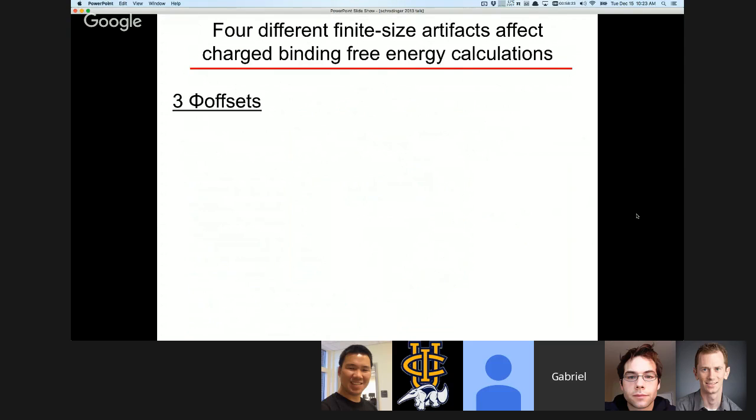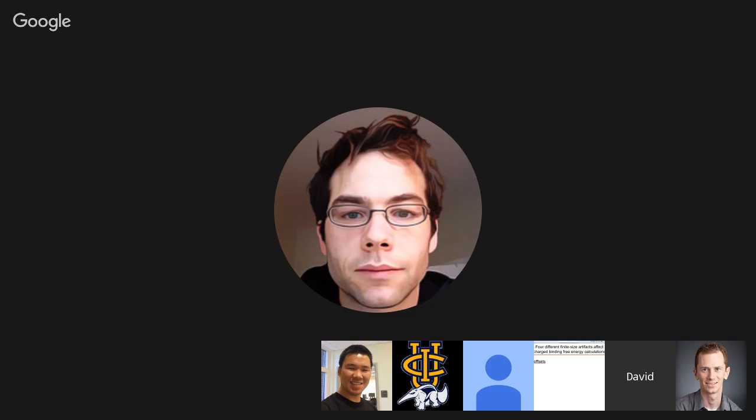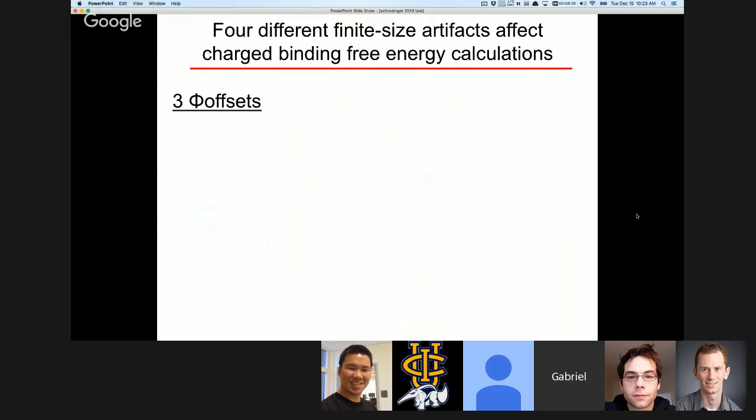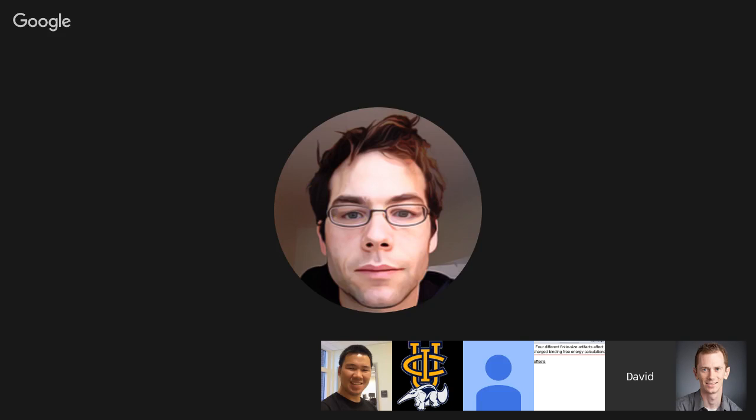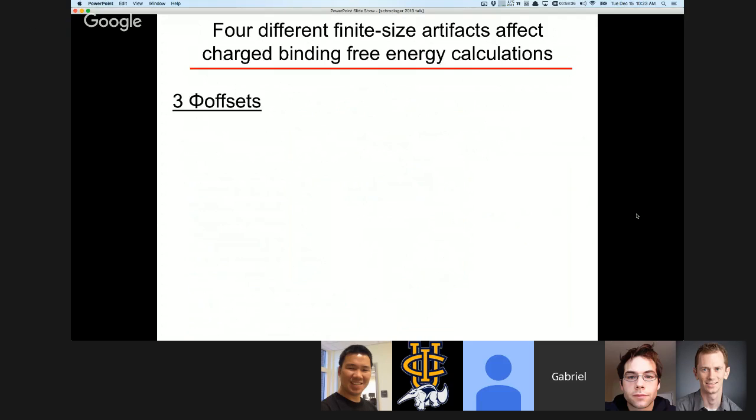So there are 4 different finite size artifacts that will affect charge binding free energy calculations. Let me pause and define what I mean by a finite size artifact. You run some periodic simulation, which gives you a result that is correct for the periodic system that you're simulating. But that system probably has some arbitrary parameters in it, like the unit cell you built was picked for computational convenience and has nothing to do with any realistic concentration, and it's going to be arbitrarily different from what other people are simulating.